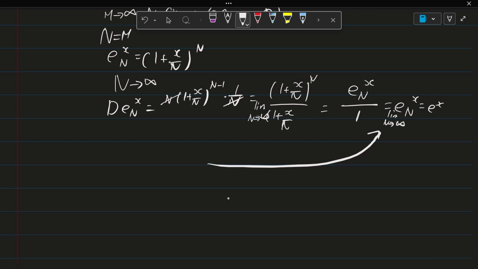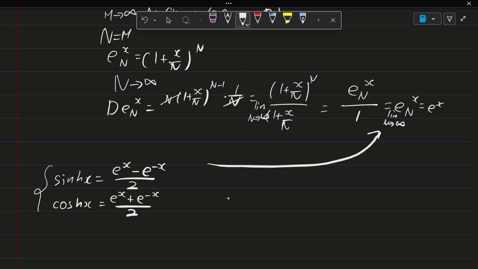The first hyperbolic function is sinh of x, which is defined to be e to the power of x minus e to the power of negative x, over 2. And what about cosh x? That's e to the power of x plus e to the power of negative x, over 2. There are multiple different identities that these two can cover.